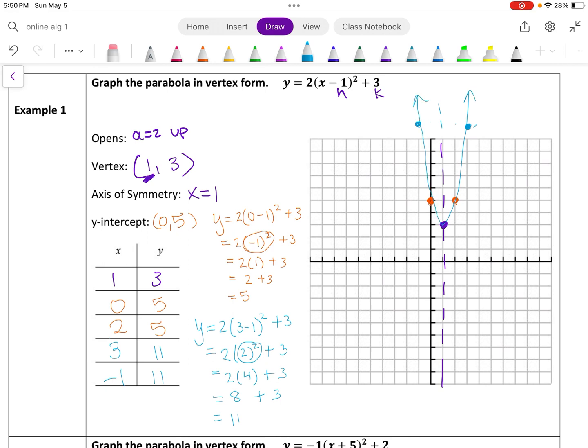Hey, look, there's our parabola. So there are some similarities between vertex, standard, and factored form, and then some differences.